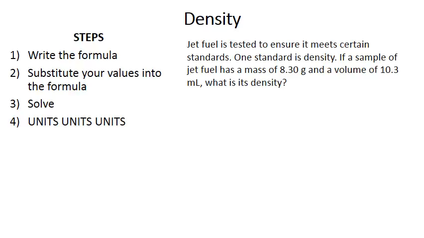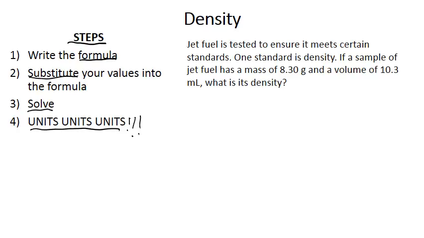Now let's look at how we actually calculate the density of a substance. These are 4 steps that you are always going to follow when writing the density. The first thing we always want you to do is write the formula. The second thing is substitute your values into the formula. Then you solve. And then the last thing, please don't forget to write your units. Units. Don't forget them.